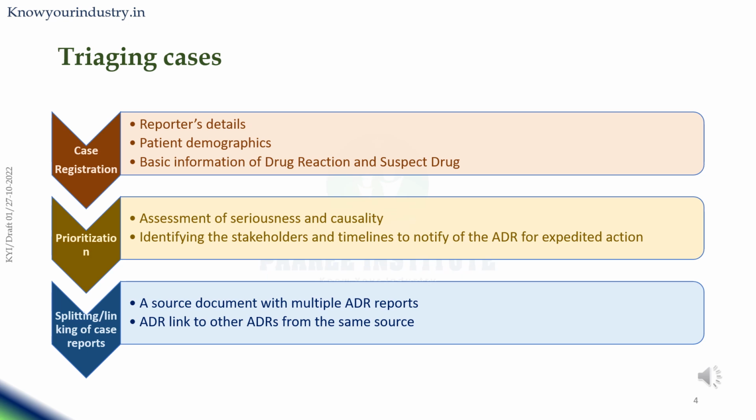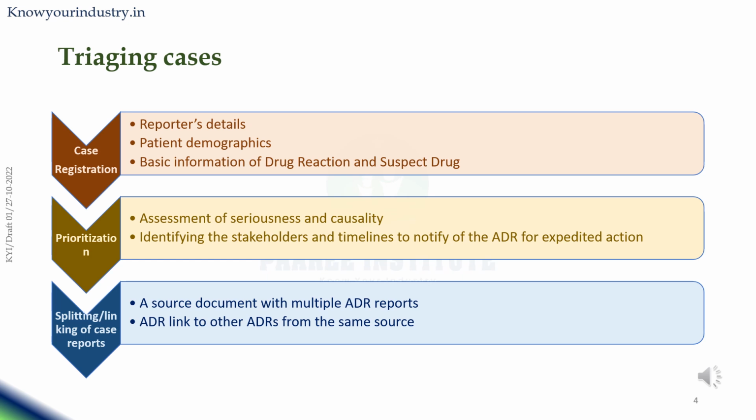Basic information about the reported adverse reactions and suspect drugs will also be entered into the safety database during this stage. After entering these details into the safety database, a unique case identification number will be generated from the safety database. This is how each case will be registered into the safety database.